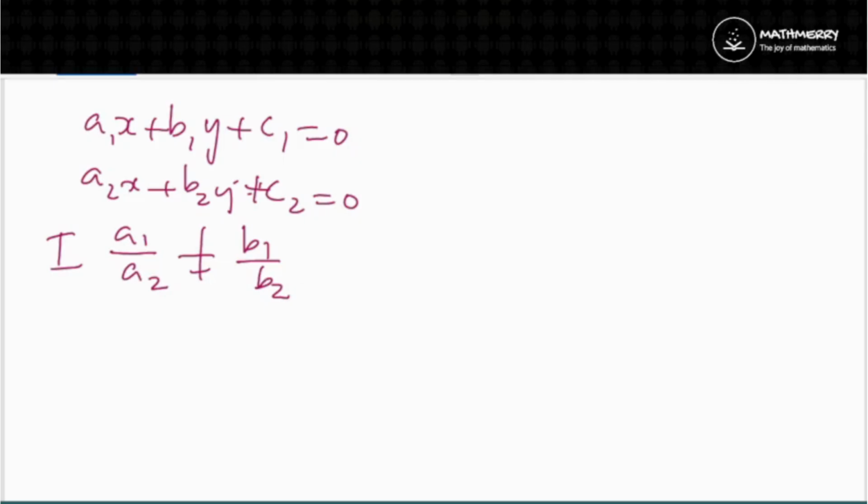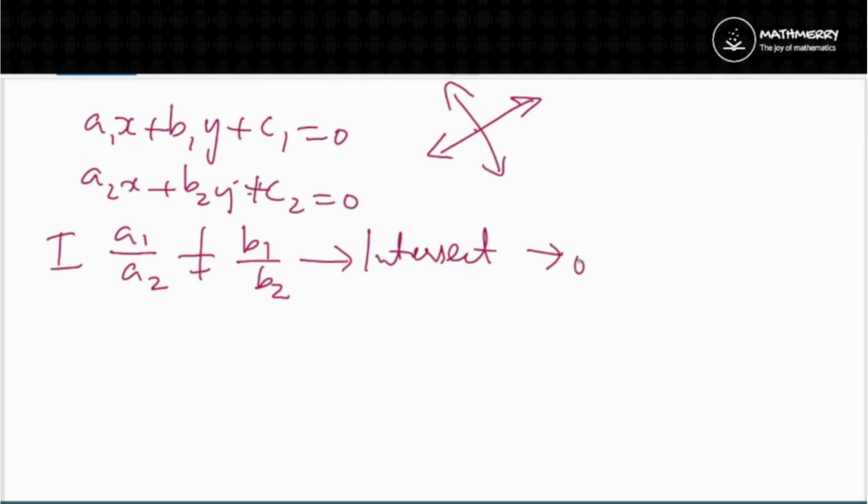So this is our first case. In this case, when we draw the graphs of the two equations, they will intersect. When they intersect, what does that mean? That means they have exactly one solution. So this is our first case.